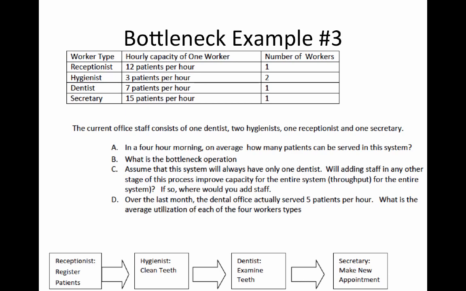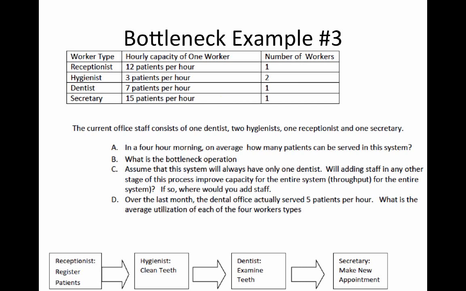Okay, so in part A, let's say in a 4-hour morning, how many patients can be served in this system? So what we have to think about is what is the bottleneck step? If we look at the table at the top, we can see the one with the lowest number here, here's our process time, and then we also know the number of workers, so we can basically do the cycle time as well.